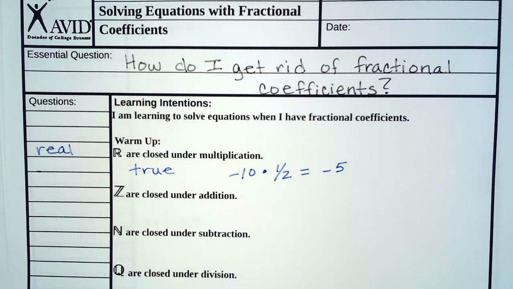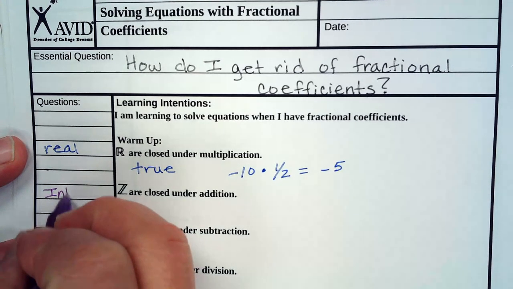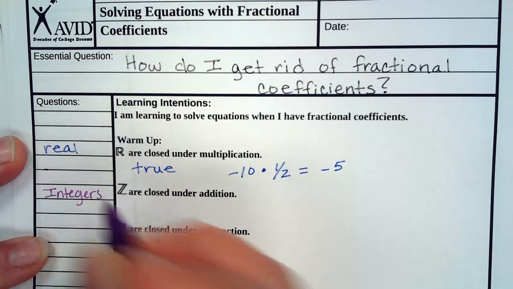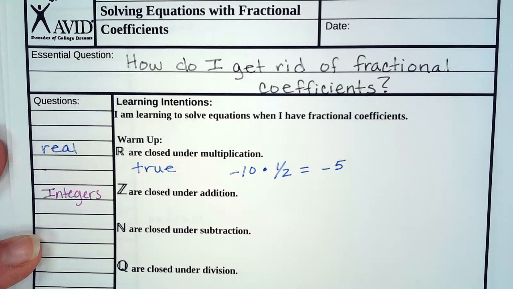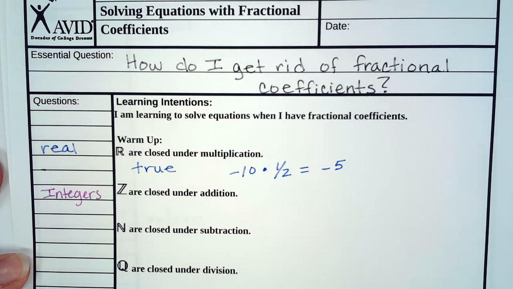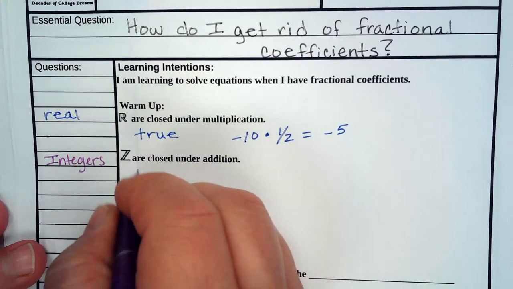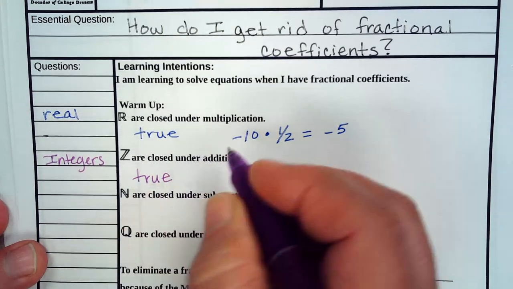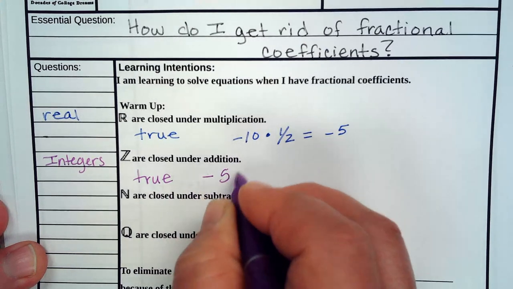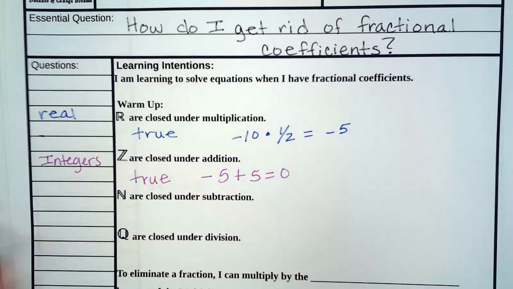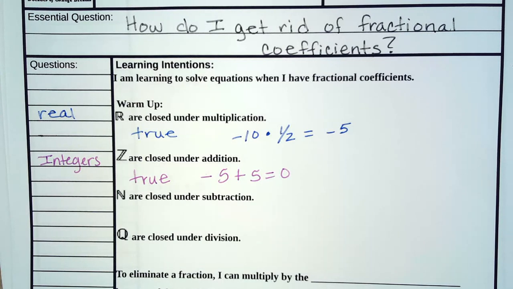Okay, Z. What does the Z stand for? Do you remember? The Z stands for the integers. Are integers closed under addition? Can I add any two integers together and get another integer? That also would be true, because I can put -5 plus 5 and I get 0. Anytime you add a positive and a negative, you can come up with another integer.